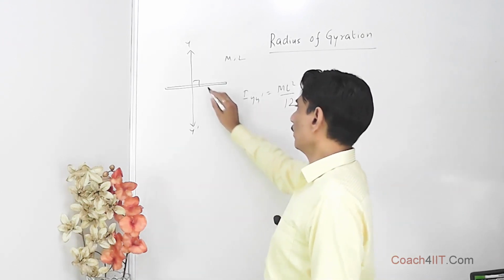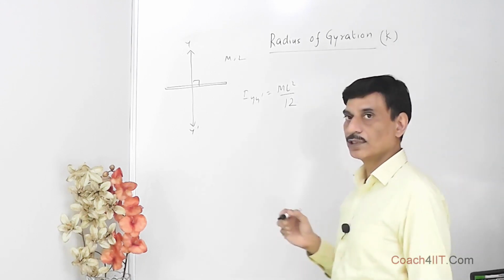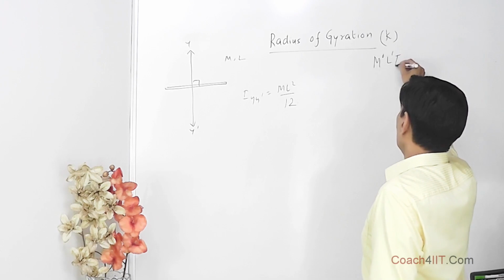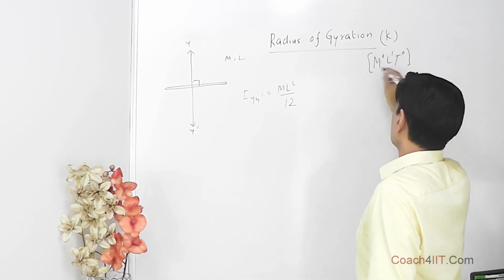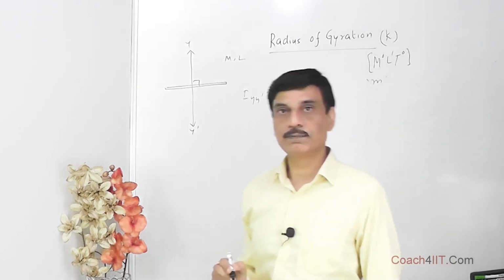Now we are interested in finding the radius of gyration, which is known as k. Radius of gyration, so obviously the dimensional formula is M^0 L^1 T^0, and the SI unit is meter only.